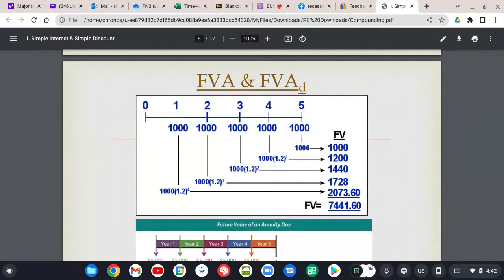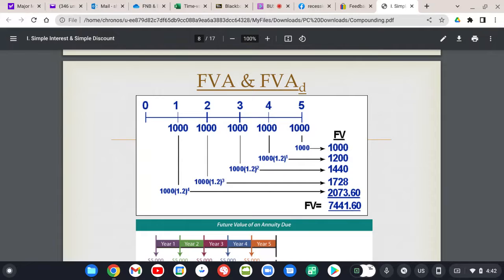This is the future value of annuity, but this is very brief. The scenario is like this: you save $1,000 every year at the end of the year for 5 years. Then what's going to be the future value of all that?